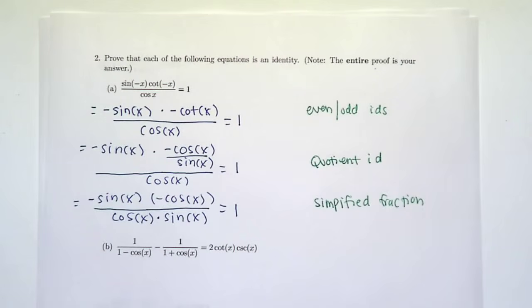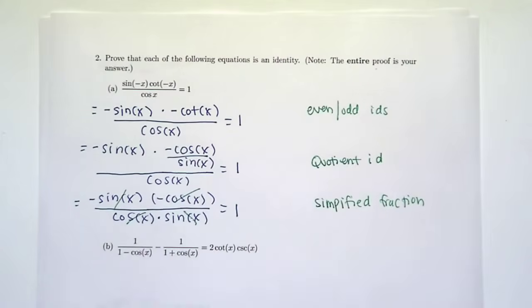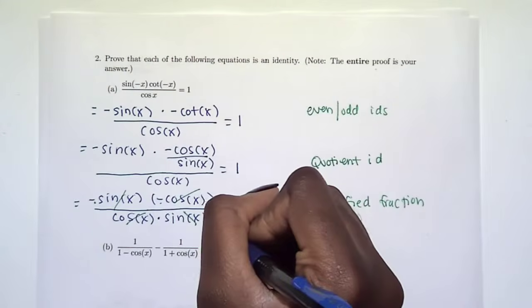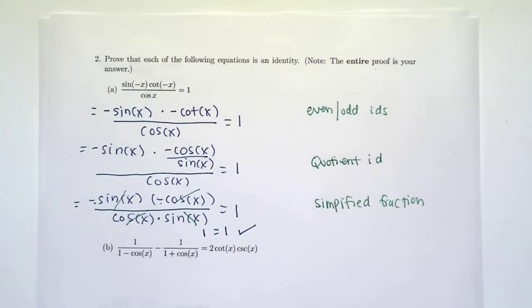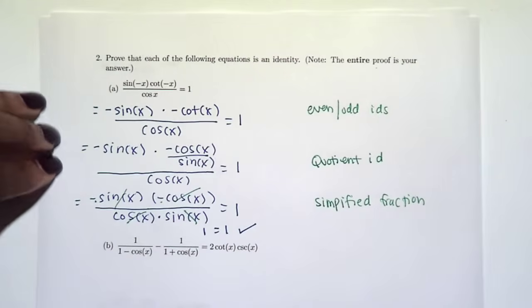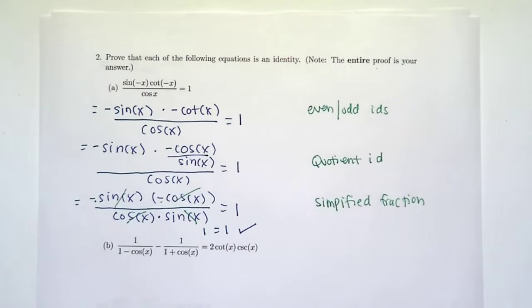Well, what do we have here? We got cosine over cosine, sine over sine, negative times negative. We should get 1 equals 1. Done. We just verified this identity. So all of this work is the answer, all right? The proving that it's true.